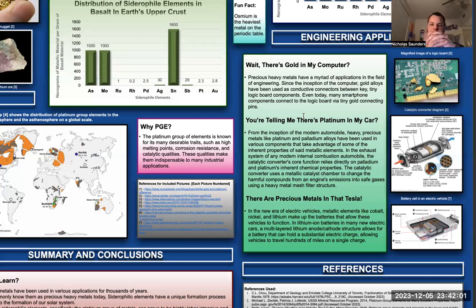So, for instance, let's start out with computer circuitry. There are many gold alloys and platinum alloys in your phone, in your logic board, in your PC, in your MacBook, that underpin the logic board and the circuitry that make your computer be a computer. So, without that gold, without those siderophile elements in your phone, no more phone, no more Instagram, no more TikTok, boo-hoo.